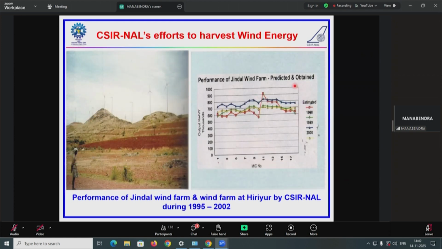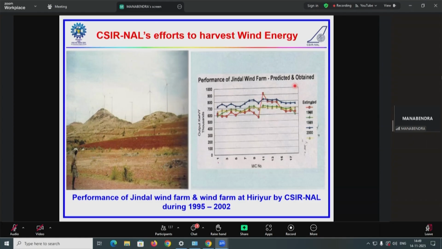And apart from that, while this was going on in Antarctica, NAL also took up some activity on power curve measurements. Because having known how to design the wind turbines, having known what the wind potential is, and having the experience of doing the entire prototype manufacturing, installing, and then doing the trial, the final thing is how much energy the cluster is producing. So in that context, NAL also did the performance studies of various wind farms during those times when this sort of skill set was not available.